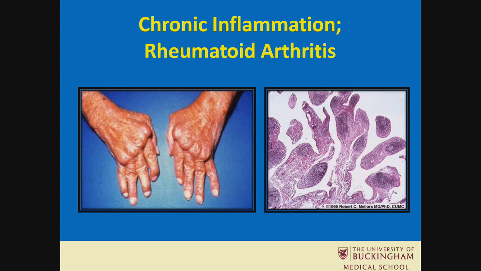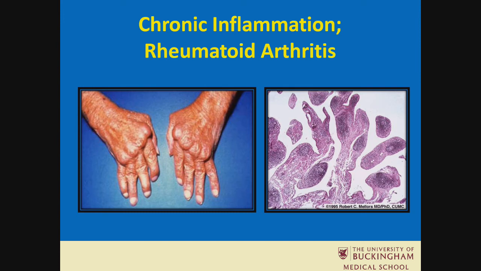And the joints are deformed because of the chronic inflammation and fibrosis. So this is the synovium. It first affects the synovium, then it erodes into the adjacent cartilage.